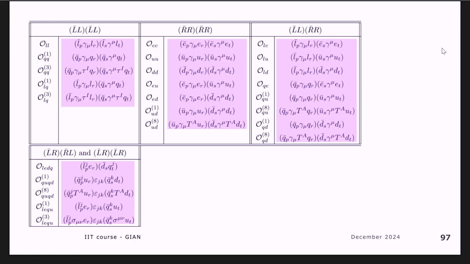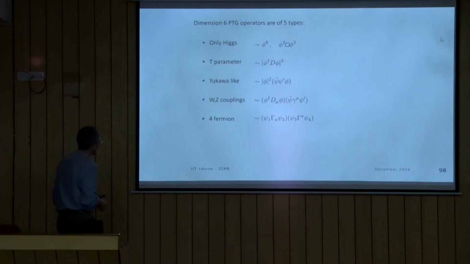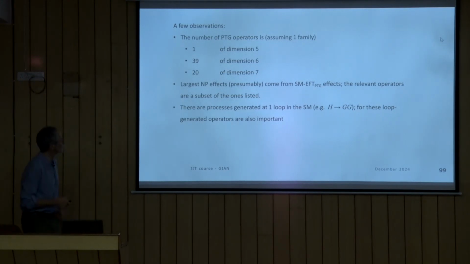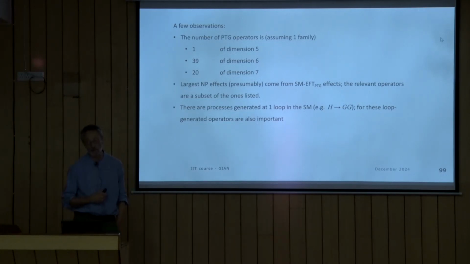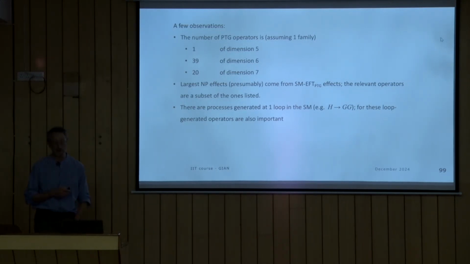Okay, let me finish by doing just a few observations. I've constructed for you almost to the end that the number of PTG operators is 1 in dimension 5. It was this Weinberg operator, and you probably know it. If not, I really encourage you to go and check it out. That operator can be generated at tree level by precisely 3 types of new physics. It's a very elegant and interesting fact.